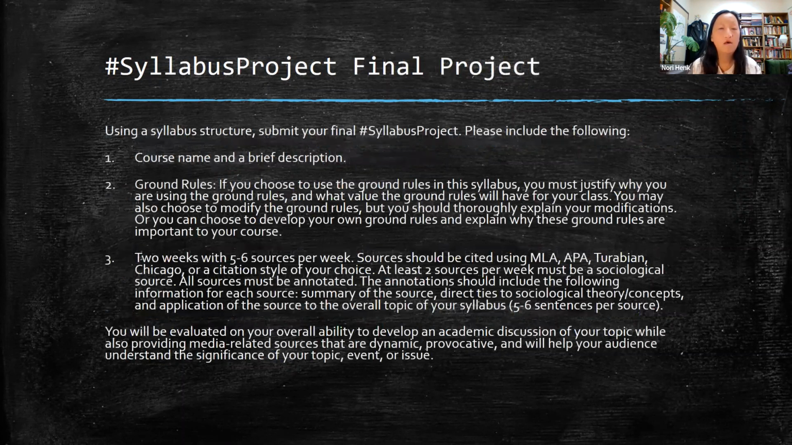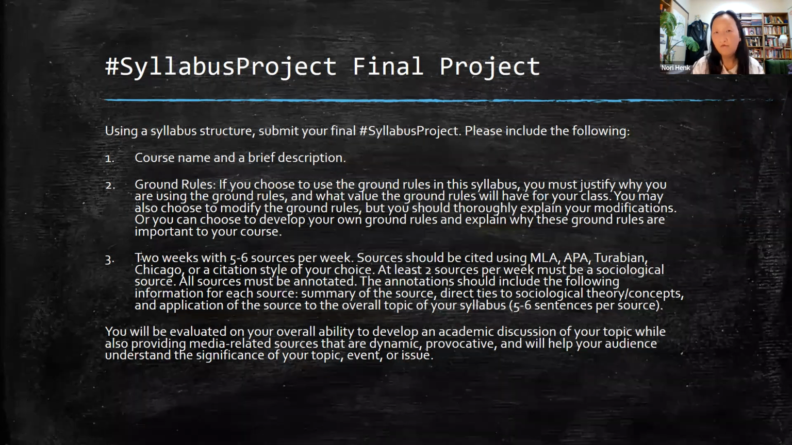So after you've completed that step, the final project, really the difference is that you're going to annotate your sources and you're going to have some ground rules. So the syllabus project should look kind of like a syllabus where you have the course name and then a brief description of the course, followed by your ground rules. And you can use the ones that are placed in our syllabus, and then you just have to justify why you chose those, or you can modify them, but you'll have to explain your modification. So that should all be part of the ground rules section of the syllabus project.